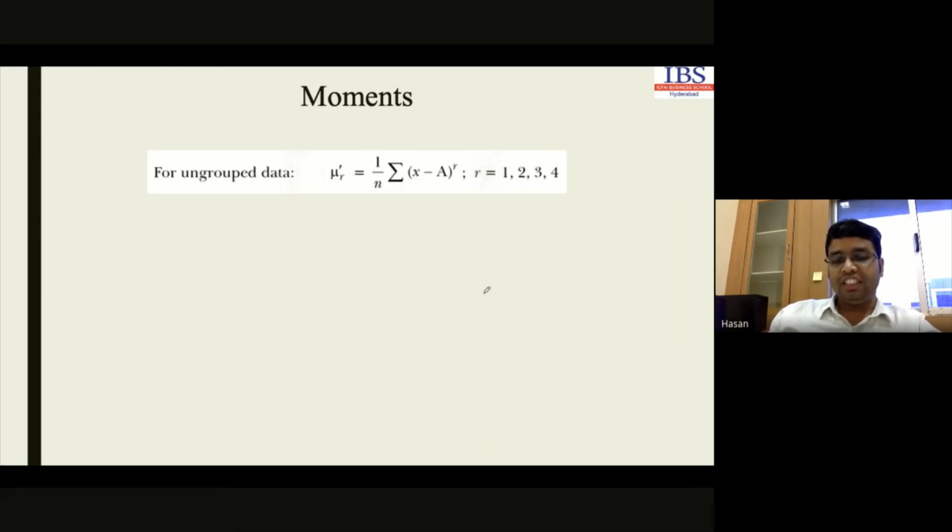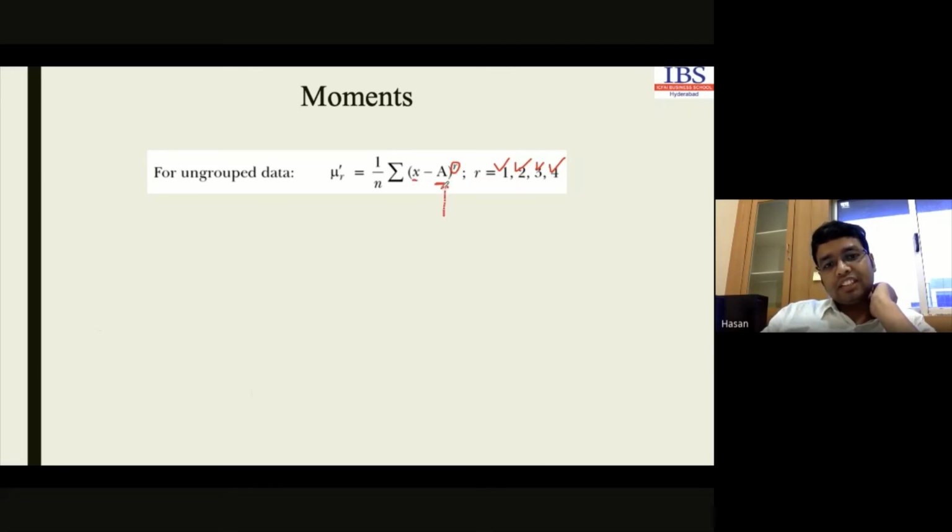Moment calculation is, this is the formula, this is our value, and this is random value. Okay, random value multiplied by power r. R indicates 1, 2, 3, 4. If it is 1, that means mean. If it is 2, that means variance. 3, skewness. 4, kurtosis.